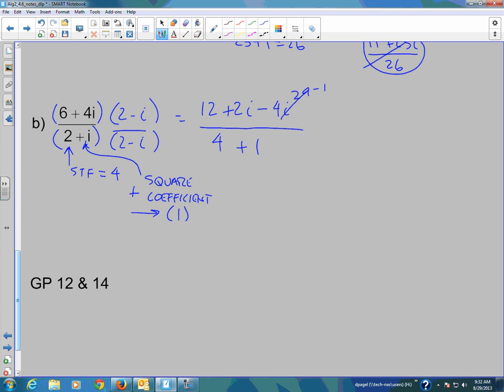On the top, I have 12 plus 4, which is 16. 16 plus 2i over 5. Separated, 16 over 5, 2i over 5. Now we are in standard form.